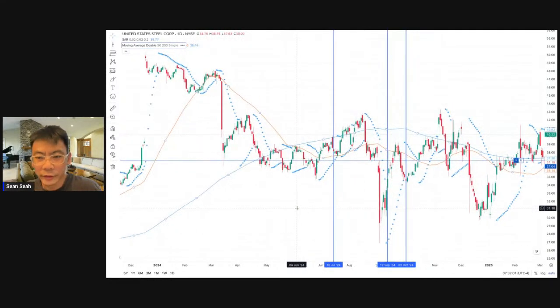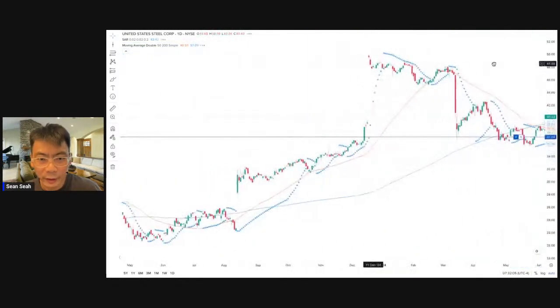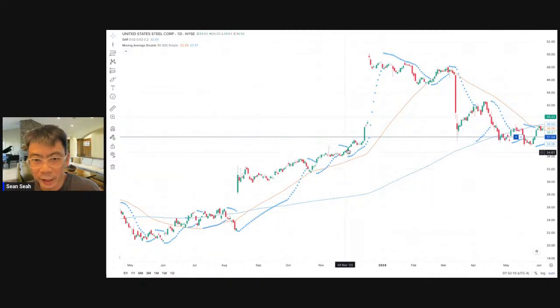Now, can you see even for the 50 days and 200 days, there's no clear trend. There was a clear trend here. When the price is moving up, there is a clear trend here. So when the trend is clearer here, Parabolic SAR may work a little bit better.